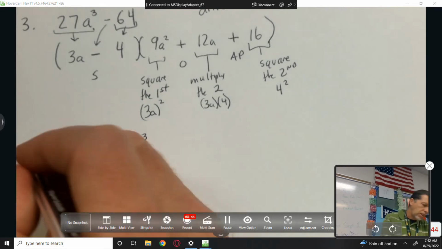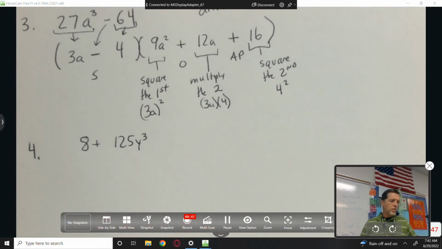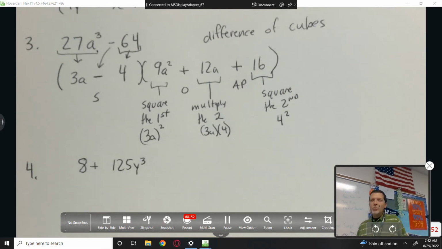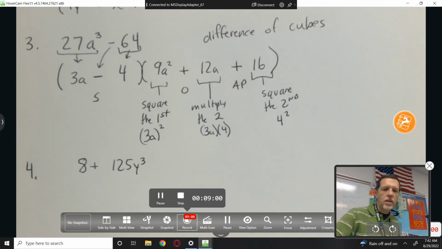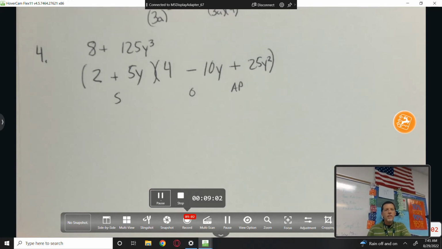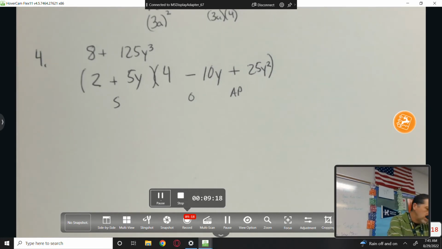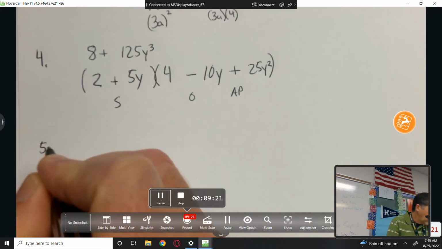Why don't you try that one? 8 plus 125y cubed. I'm having you try it after we just did that one, so yes, obviously there's some similarities there. Let's see if you can follow the pattern and get that one. So there's the answer to that one. I judge based on your reaction to seeing that. You've done it before, it's just not super familiar. So you need to put that back in your brain or recall it from the recesses of your brain, because you will see that one again.